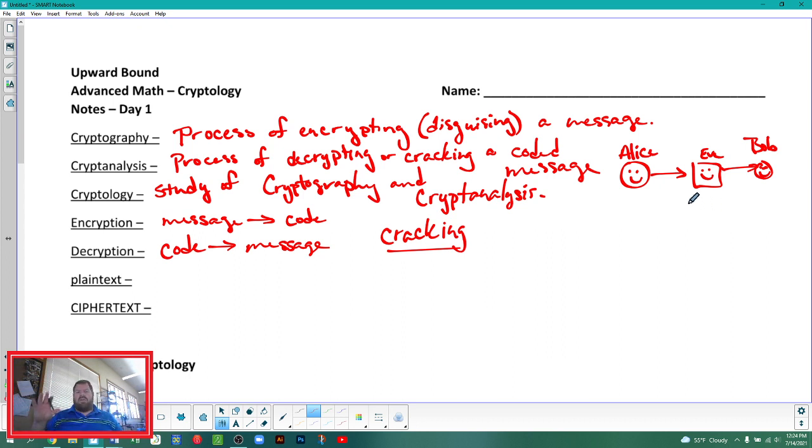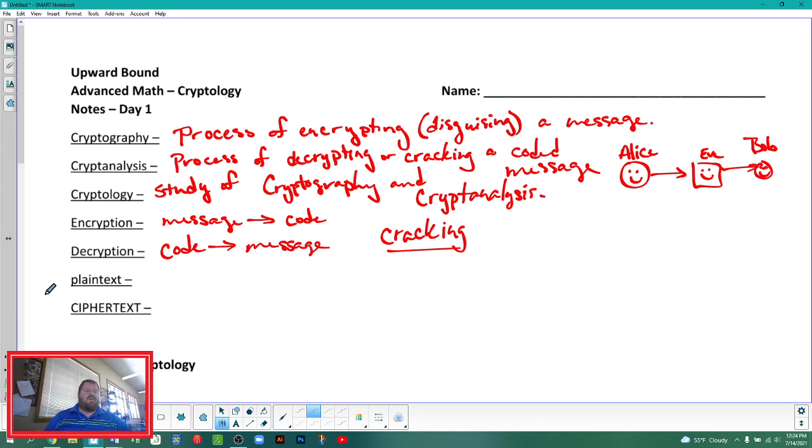So that's the three heads of this dragon. We have encryption, which is putting it into a coded message. We have decryption, where I know how to do this, I just have to turn what I'm given into normal writing. And then we have cracking, which is I don't know how, but I'm going to try to solve the puzzle, if you will, and try to figure out what people are trying to say behind my back.